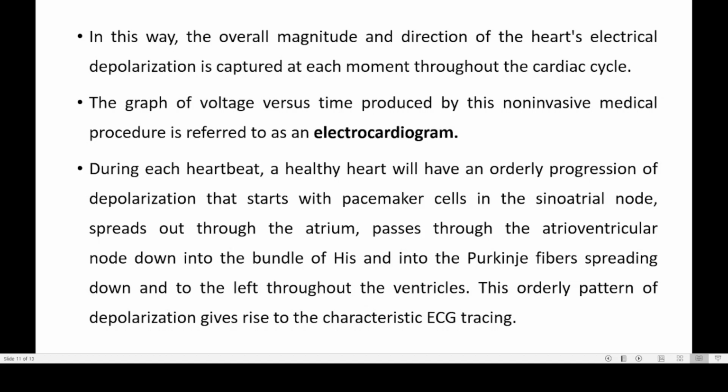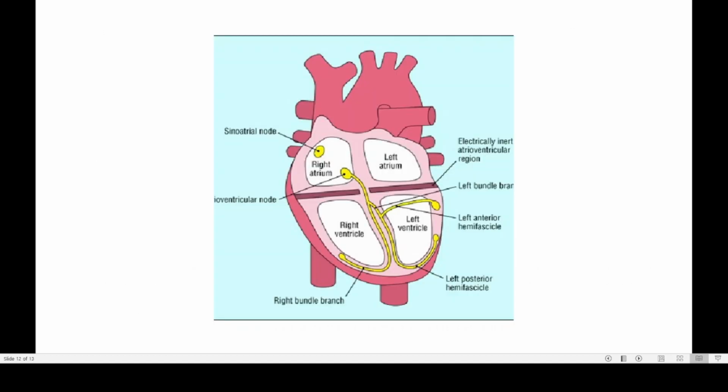So it normally starts at the pacemaker cells in the sinoatrial node. Here I can show you. Here there is a node called the sinoatrial node, and usually this sinoatrial node is placed on the upper portion of the right auricle or right atrium. And similarly, there is also another node called the atrioventricular node.